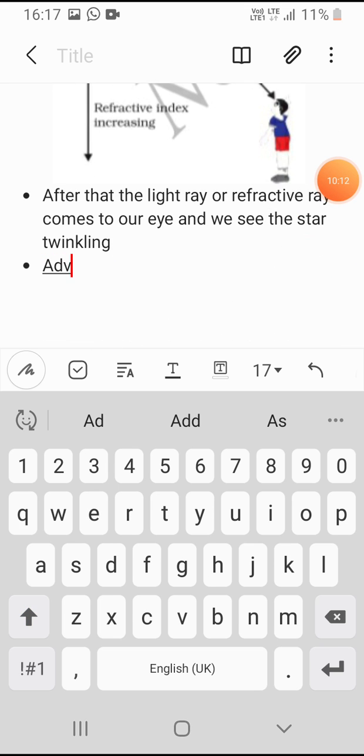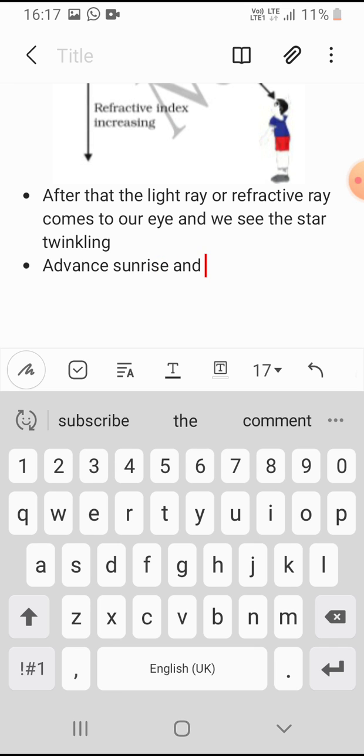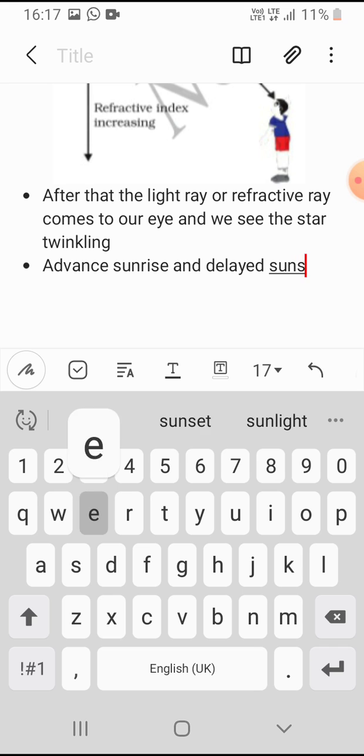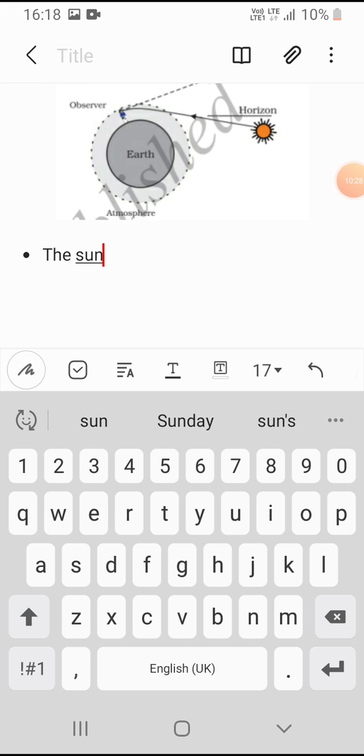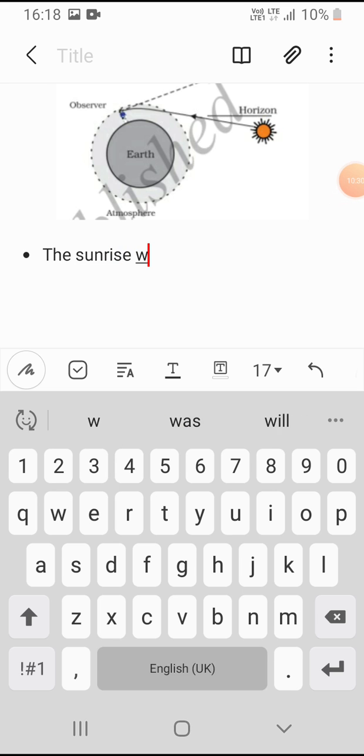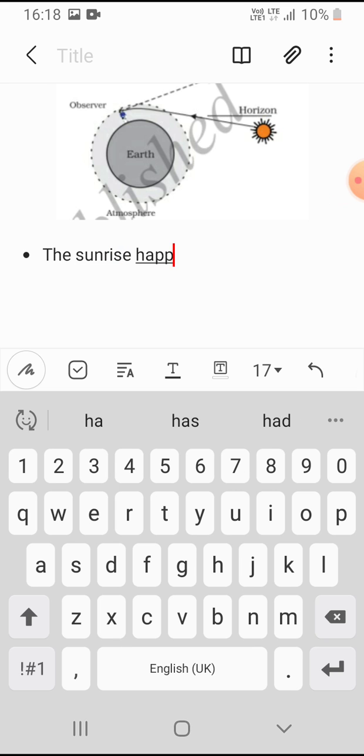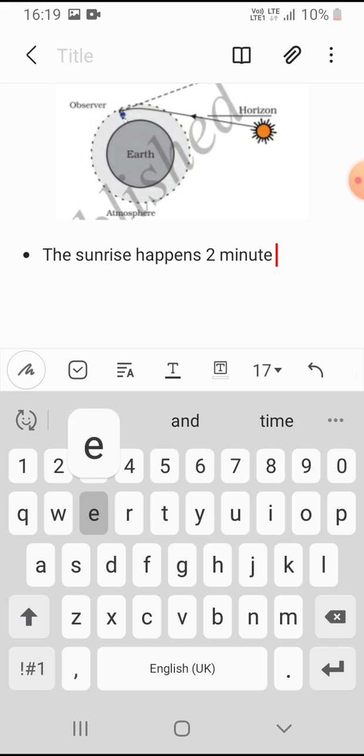What we will learn next is advanced sunrise and delayed sunset. Why is this? Let's know about that. The sunrise happens 2 minutes early.